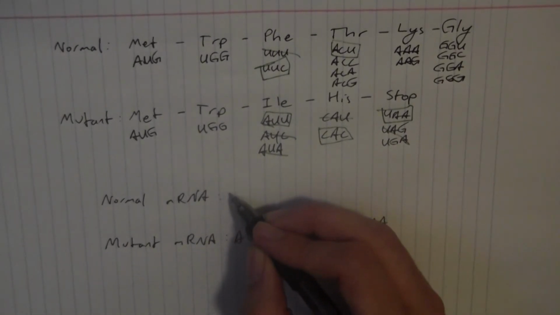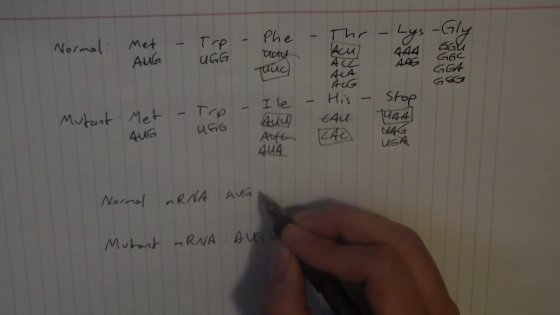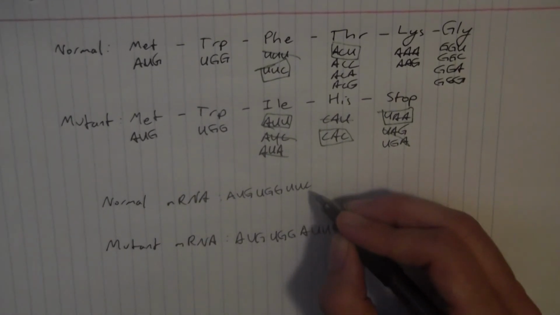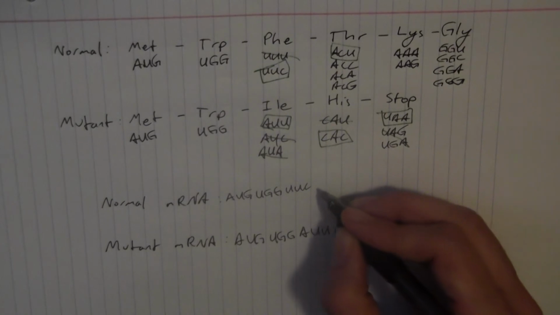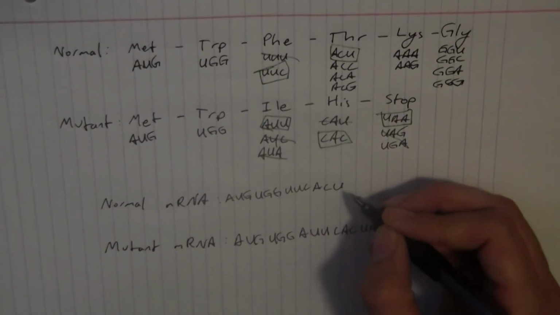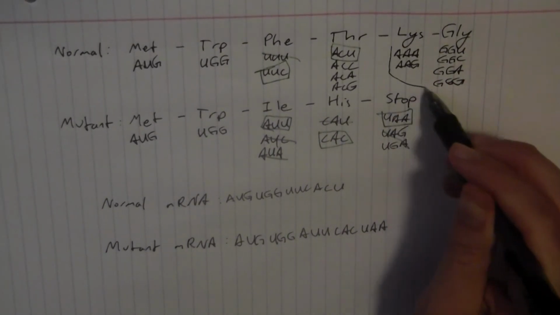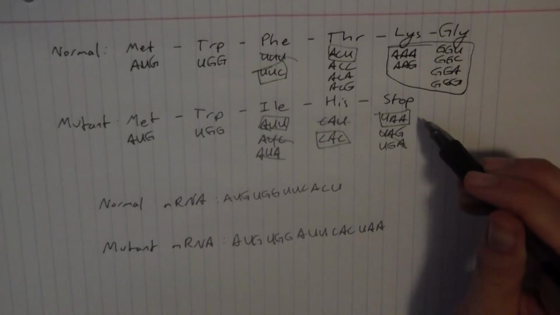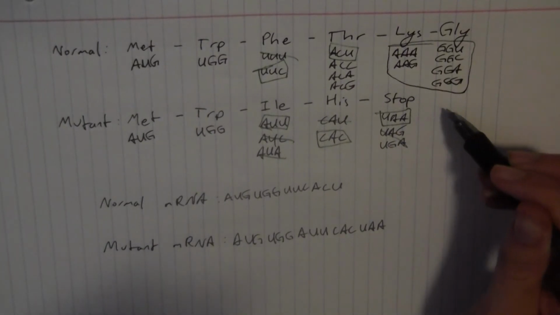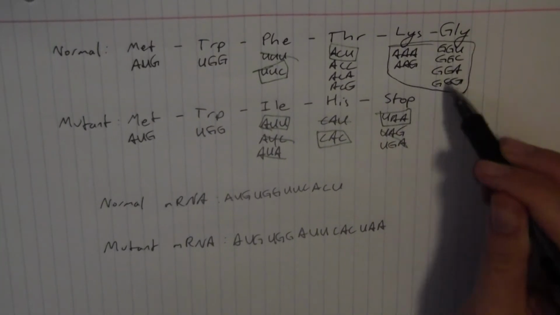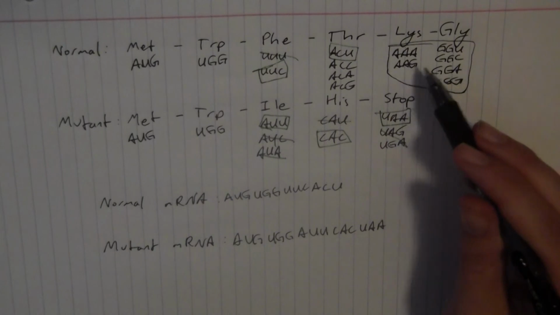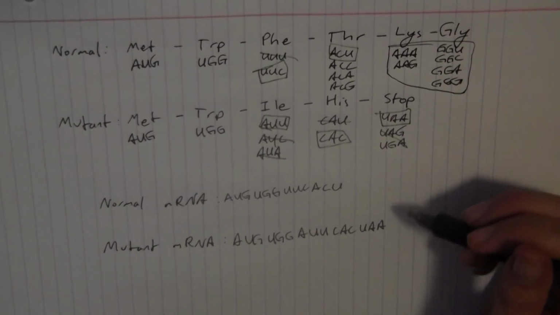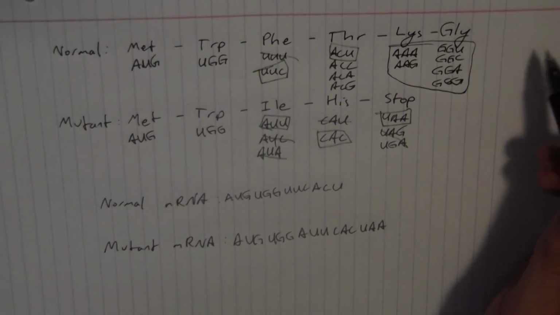As for the normal one, it's going to begin with AUG, UGG, UUC, ACU, and then it can be any one of these, since I don't have the codons after this stop sequence. I'm unable to determine what these are, but it can be any combination of these going forward from there. And then obviously this keeps going until it hits a stop codon.